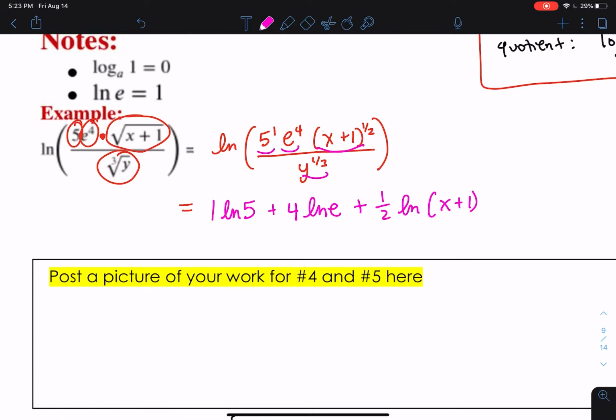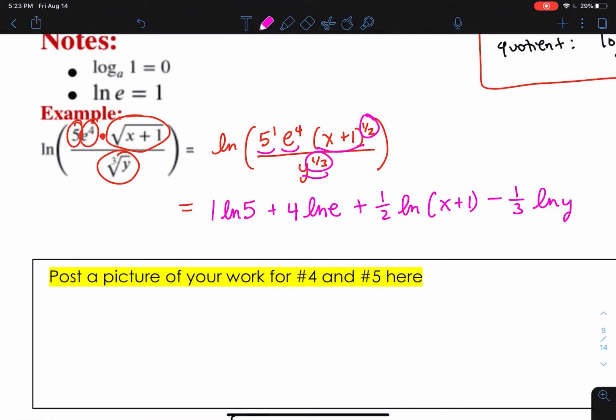Hope you paused it. And you should have gotten a plus 1/2 in the front, moving the power to the front. Natural log of x plus 1, and then a minus 1/3. Moving the power to the front gives you a 1/3 here, but it's minus because it's coming from the denominator, natural log of y. Now you'd be super close, but we're not quite done.